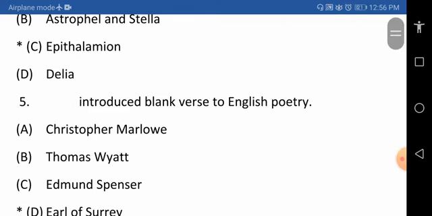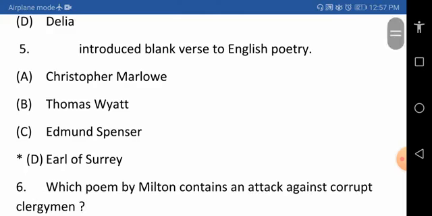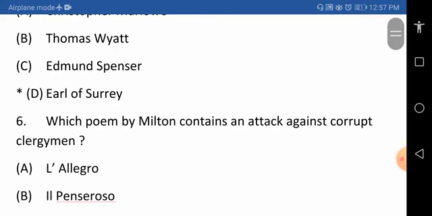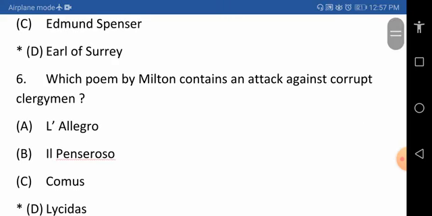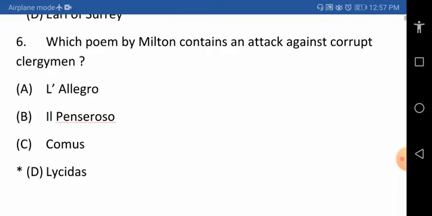Question 5. Who introduced blank verse to English poetry? Blank verse was introduced to English poetry by the Earl of Surrey. Question number 6 is, which poem by John Milton contains an attack against corrupt clergymen? The answer is Lycidas.